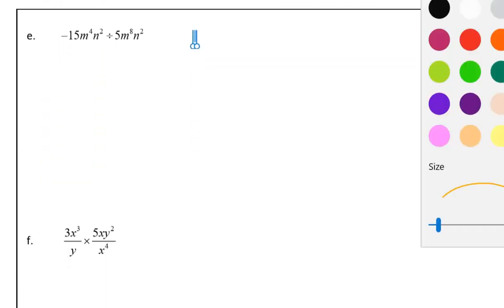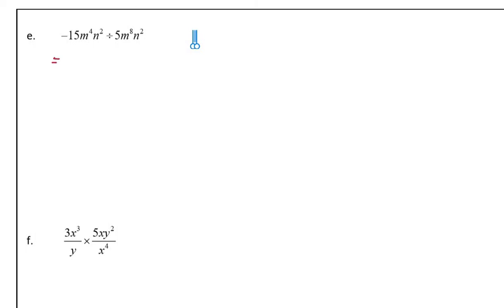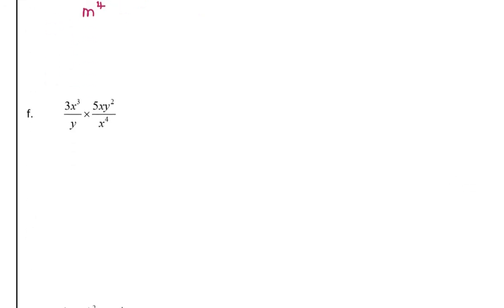Right, E is written in quite an interesting way. I personally would have written this as a fraction. So my first step would be to write this as something a little bit more familiar to myself, which is that. And now there are no brackets, so I just need to divide: signs, numbers, variables. A negative divided by a positive is a negative. 15 divided by 5 is 3. If there are 4 m's at the top and 8 at the bottom, 4 will be left over at the bottom. And if there's 2 n's at the top and 2 n's at the bottom, there'll be none left over. And so my answer is actually quite neat.